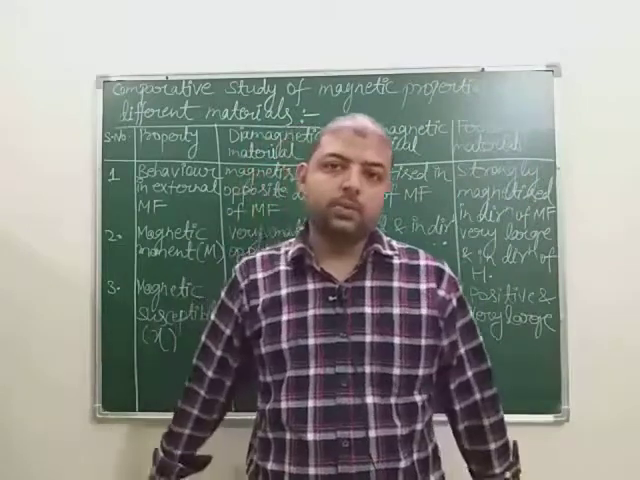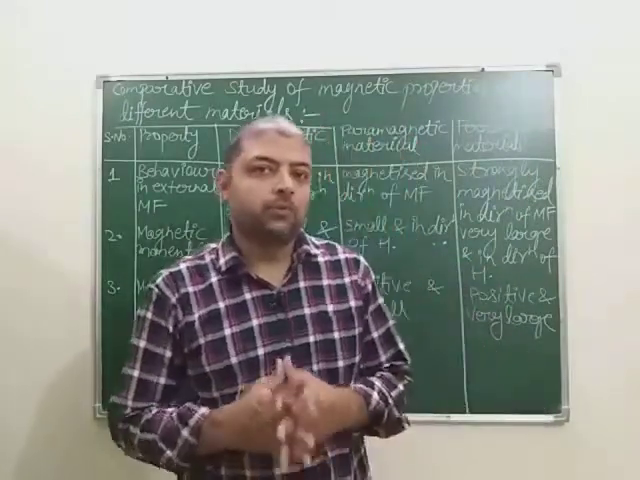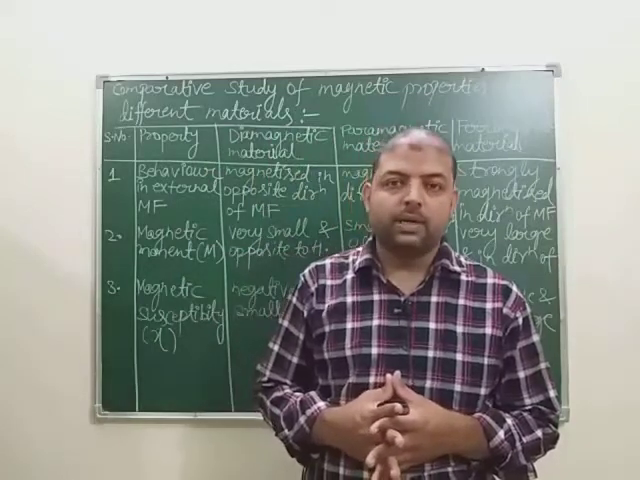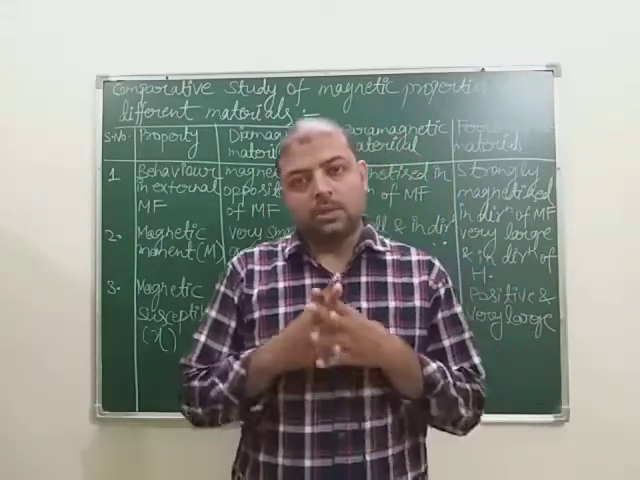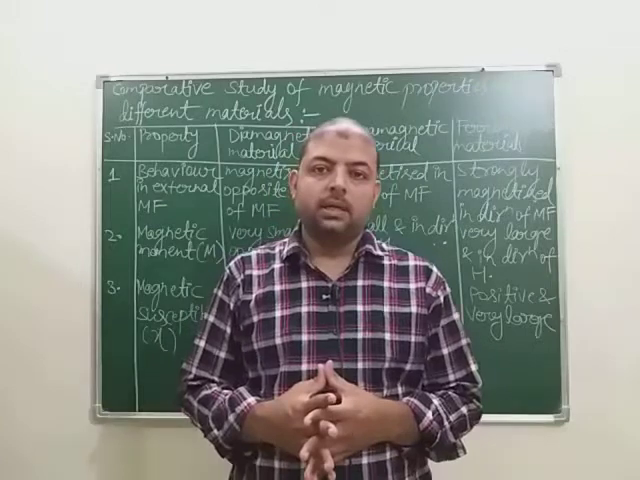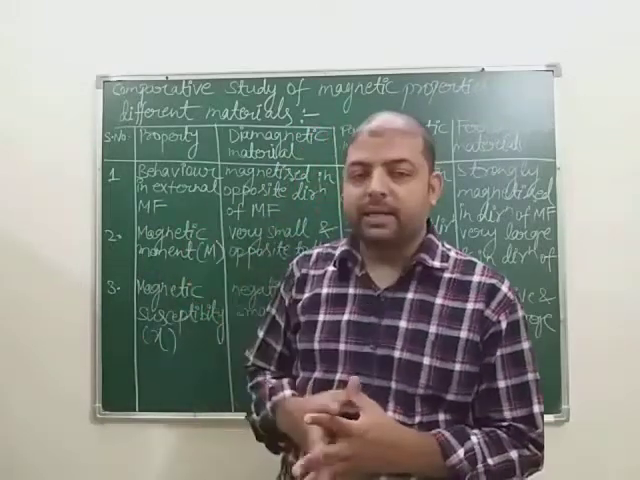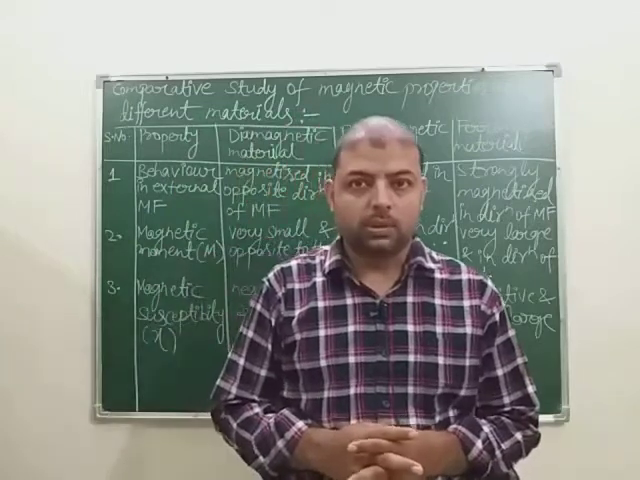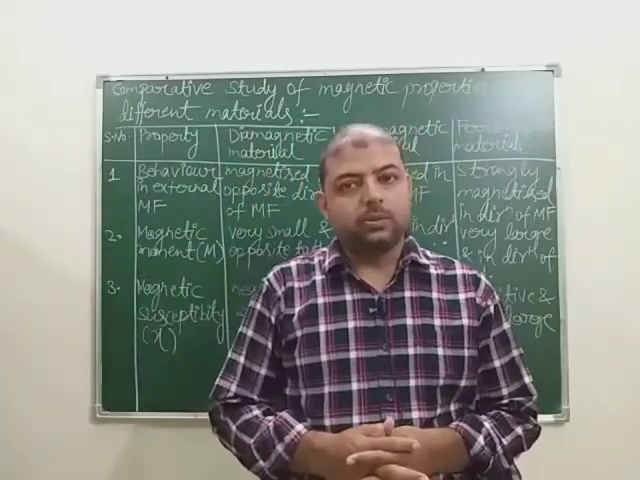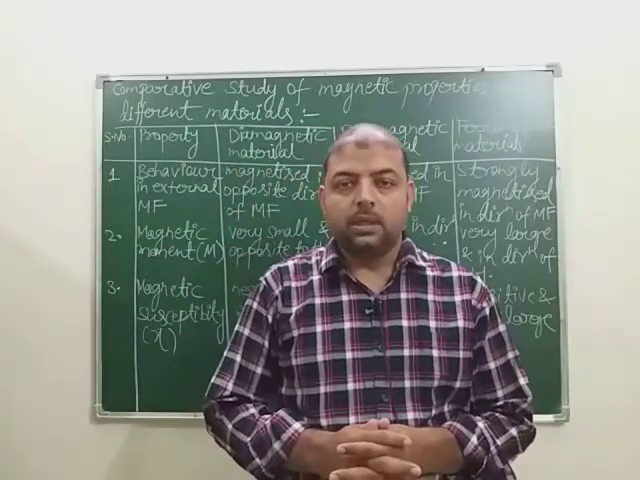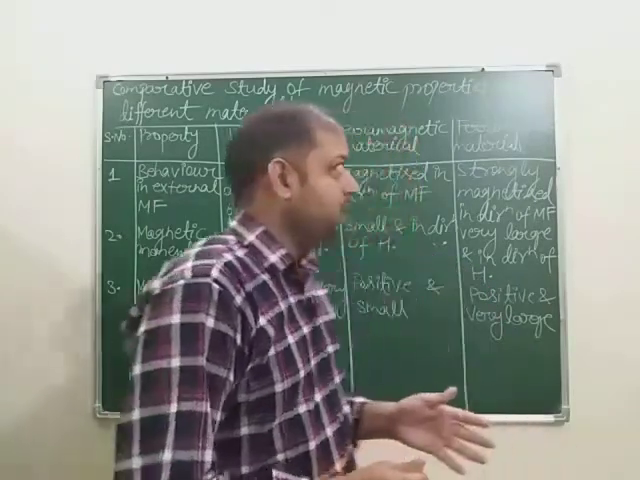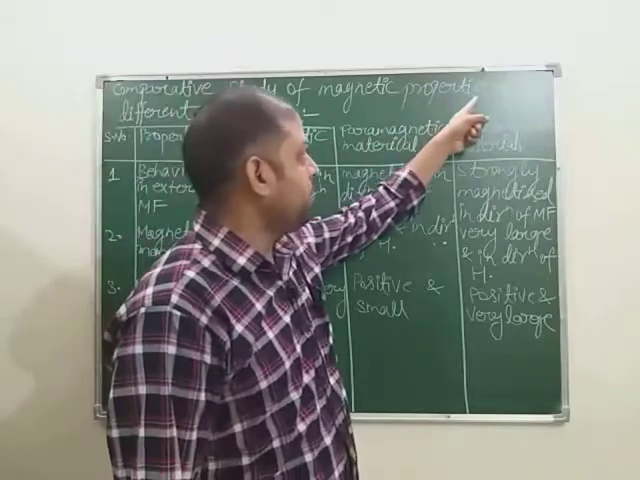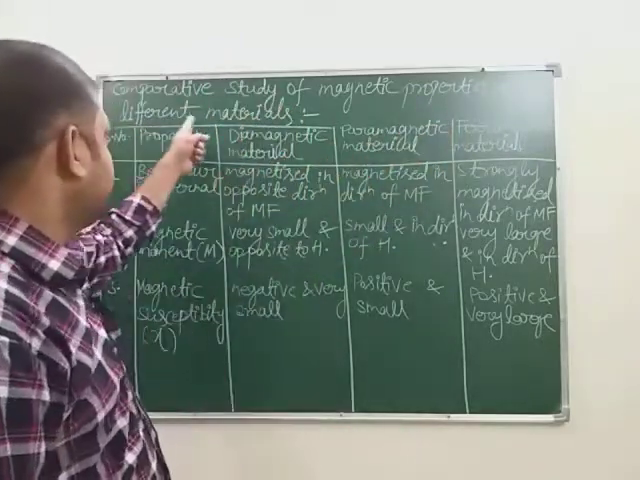Hello students, today in this lecture we will discuss various properties of substances classified according to their magnetic properties. So in this lecture we will study ferromagnetic, paramagnetic and diamagnetic substances. These are substances classified according to their magnetic properties. So first of all we will write down a comparative study of magnetic properties of different materials.